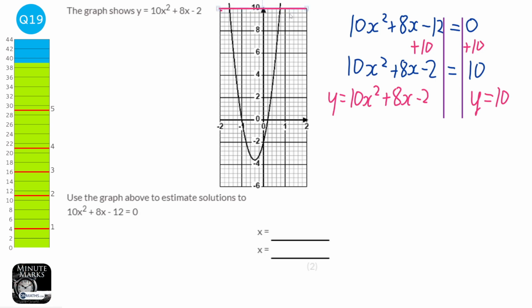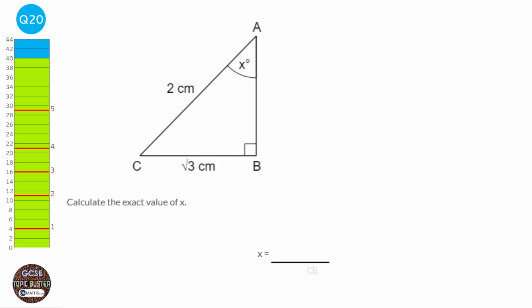There we are. And let's read off the values that that gives us. So it comes down here, and it comes down here. So the values it comes down to are minus 1.6 and 0.8. And those are our solutions.